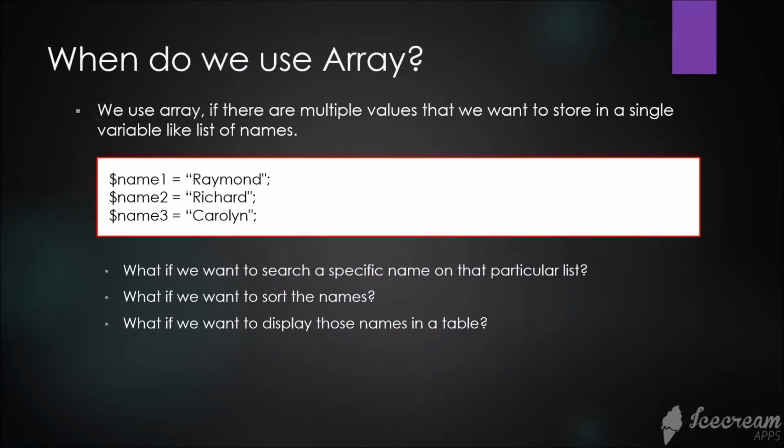But if we're going to use array, we can easily solve or answer this kind of question. There are a lot of built-in functions available in PHP, like for searching a name in an array and sorting the names in an array. Then for displaying the names in the table, we can use foreach to display all the names. So no matter how many there are, the foreach will itemize or list the items for you. So that's the good thing about arrays. Okay?